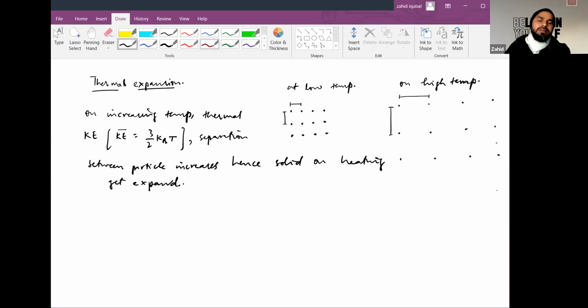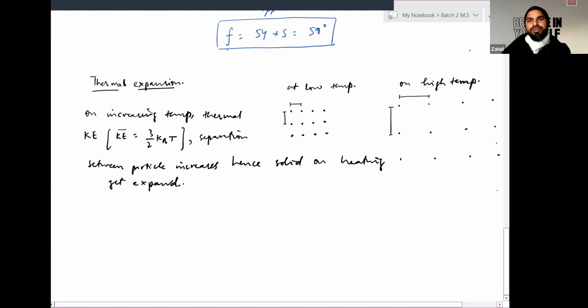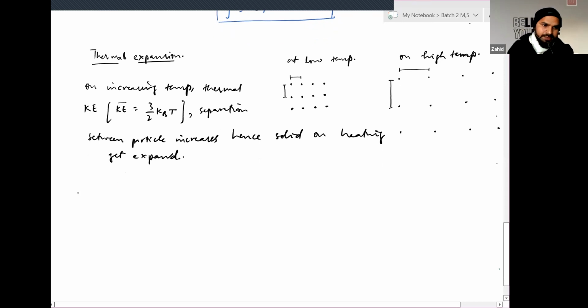So we have to calculate expansion in a solid in three different ways. First, in terms of length, in which we neglect its width, or we just consider width to be very small compared to length. Next, in terms of area, in which we consider the thickness of that strip to be very small. And third, in terms of volume. So let's start with the first part, which is called linear expansion of a solid.